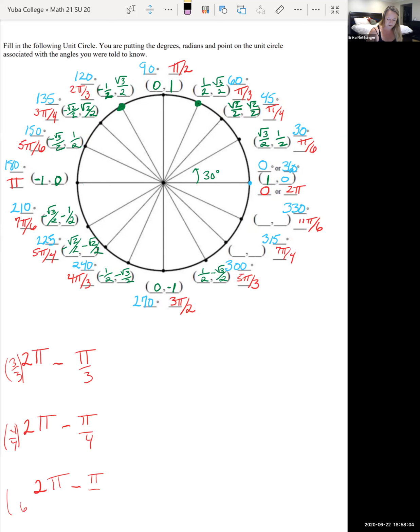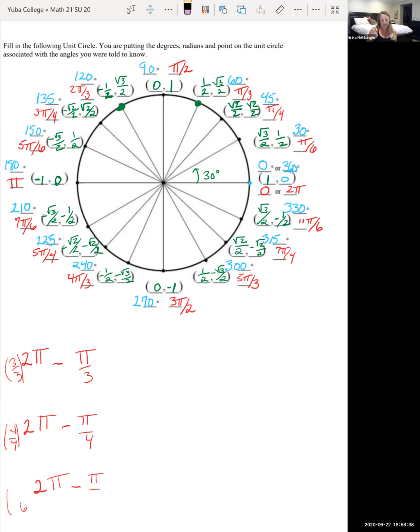45 degrees, reference angle for 315. Cosine of 45 is √2/2. It's positive in quadrant 4, but sine of 45 degrees is negative √2/2 in quadrant 4. Reference angle 30 degrees, quadrant 4. Cosine of 30, so it's positive √3/2. And sine of 30 is 1/2, but in quadrant 4, so we have negative 1/2.